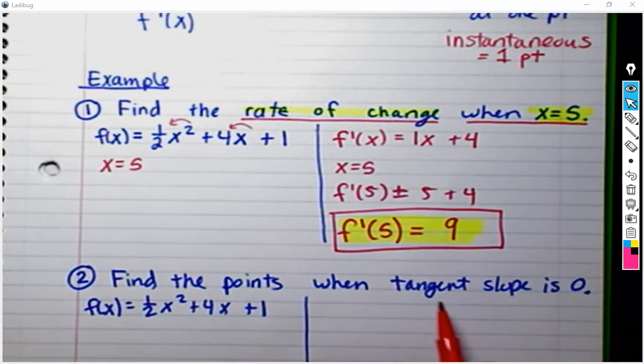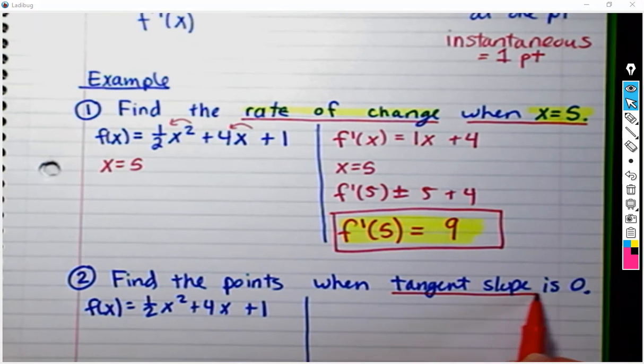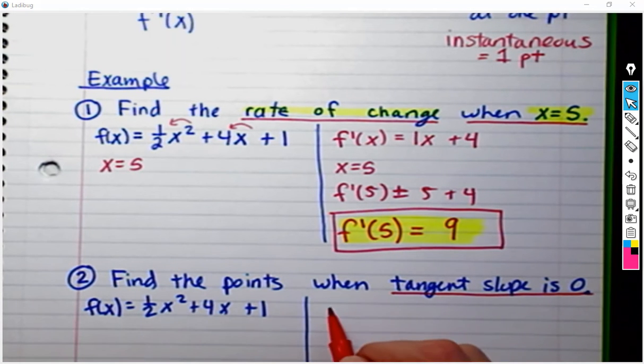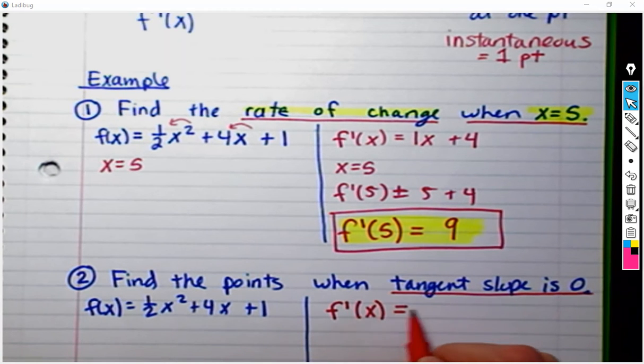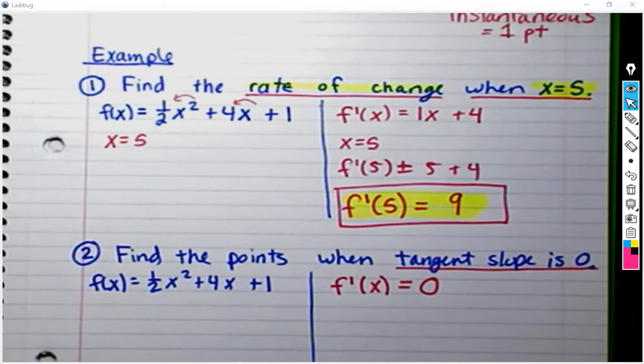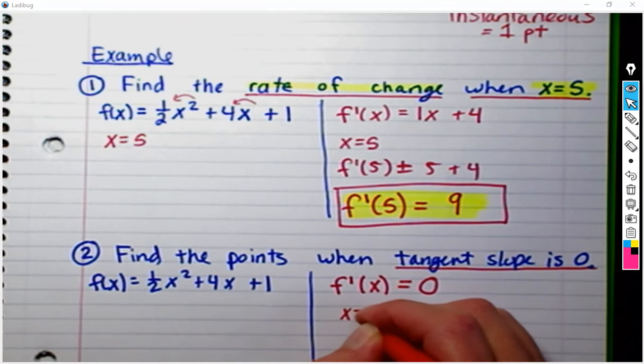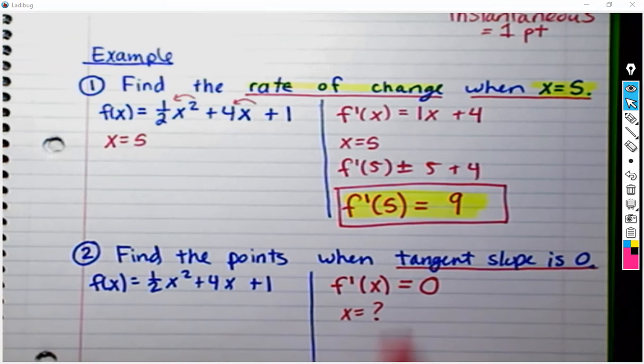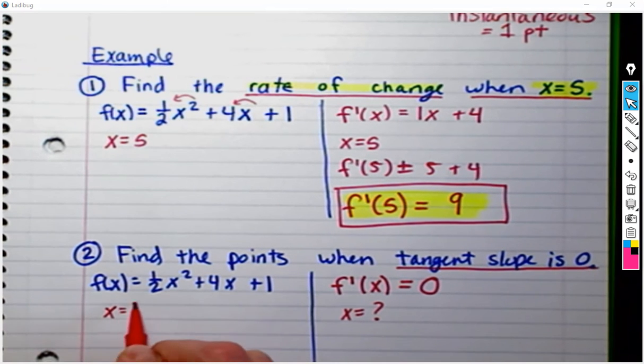Find the points when, okay, so tangent slope is 0. That means that f prime of x equals 0. The tangent slope is 0. Notice that I did not give you the x coordinate. Okay, I can write down, right? X equals, I don't know what x equals. Okay, it's unknown.